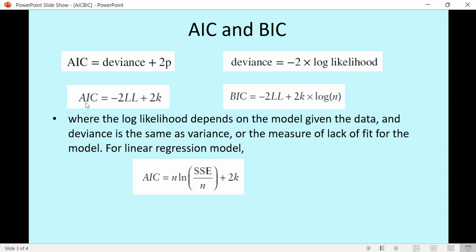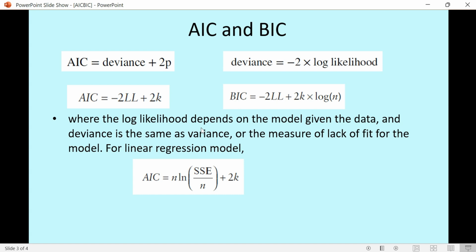So you can see AIC equals minus 2 log likelihood plus 2k, where k is also the number of parameters. BIC has the same first term as AIC, but the penalty is k times log n. So the BIC gives an even stronger penalty for the model if you use more parameters. Here n is the sample size, and this log n term is usually larger than 1, right?